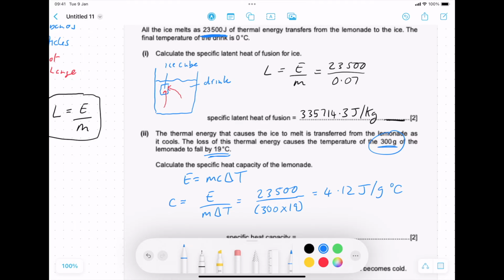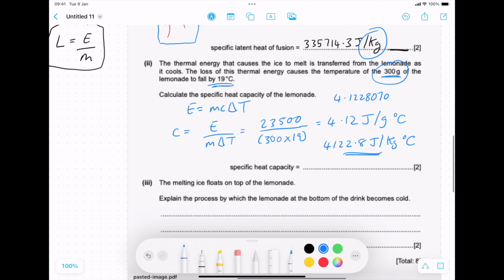If I wanted to turn it into kilograms, to be consistent with this, well, there are 1,000 grams in a kilogram. So that would become, taking the full number off the calculator, the full number was 4.1228070. So to turn that into kilograms, that would be 4122.8 joules per kilogram degrees C.